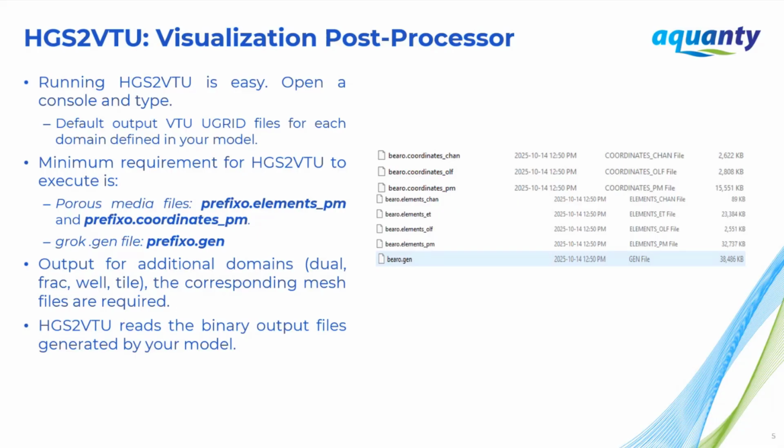You can see those in your simulation folders. Additionally, for this presentation, I'll keep it short and only explain the overland and porous media domains, while all the other domains like the channel, wells, tiles, and fractures are also included in the HGS2VTU platform. All you need is the corresponding mesh files for that.